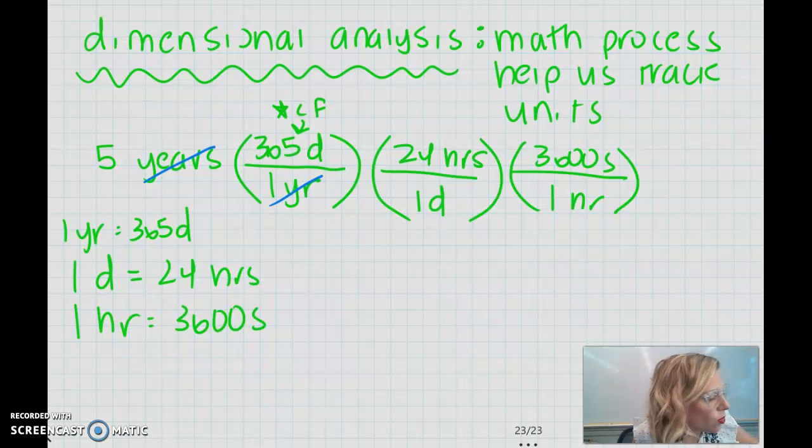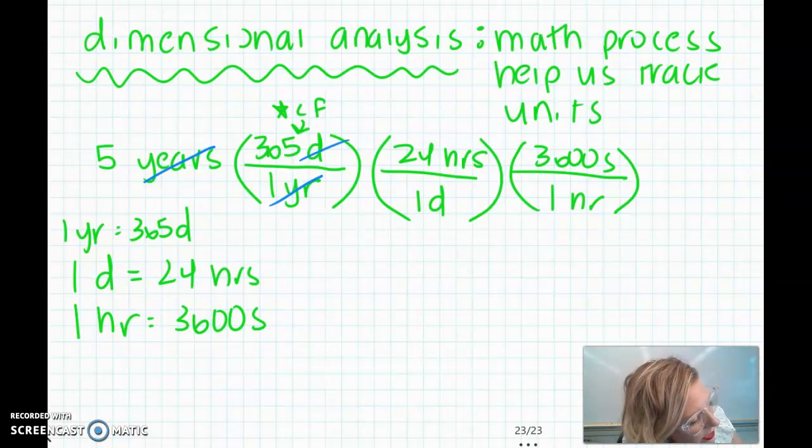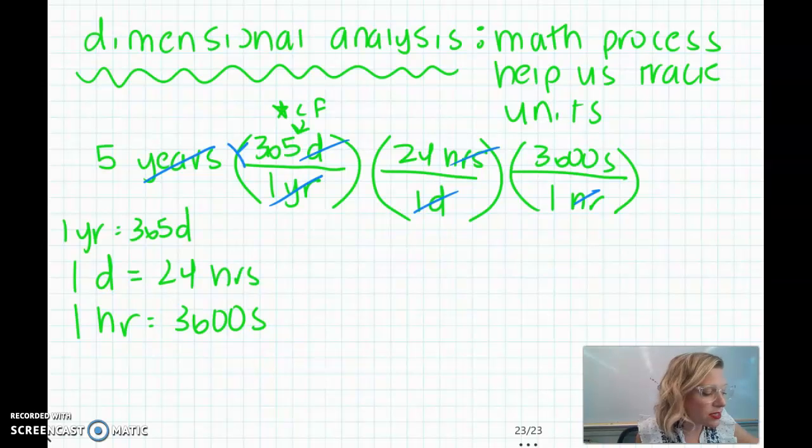And so what does this look like? Our days cancel, our hours cancel, and our seconds are left. We already set up the math for us because if everything is in the numerator, all that means is that we multiply these through, and this is going to give us how many seconds of time, okay? This is going to give us a lot of seconds of time.